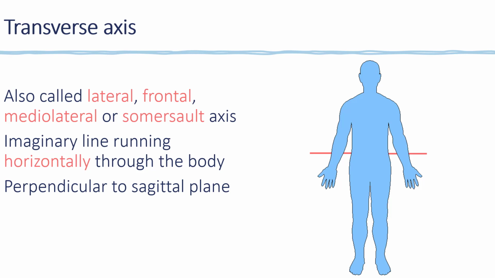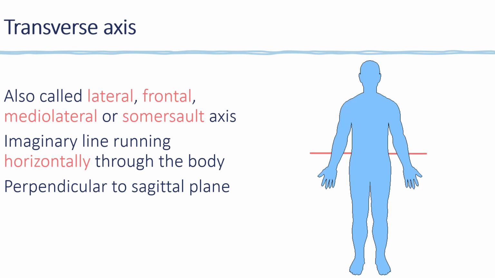And then the last axis is the transverse axis, which is also called lateral, frontal, mediolateral, somersault. It has a lot of names, but it's comprised of this imaginary line that runs horizontally from left to right through the body. And this axis is perpendicular to the sagittal plane.